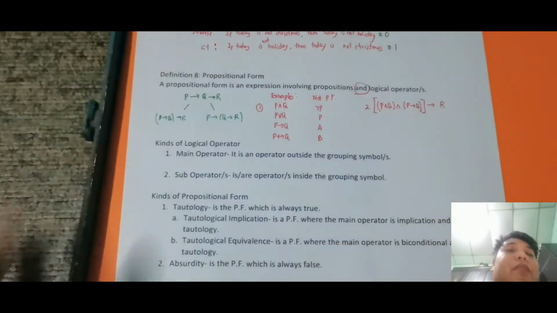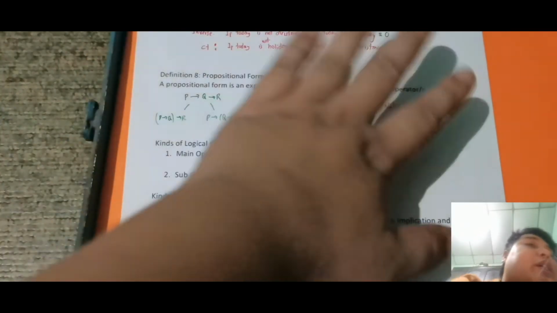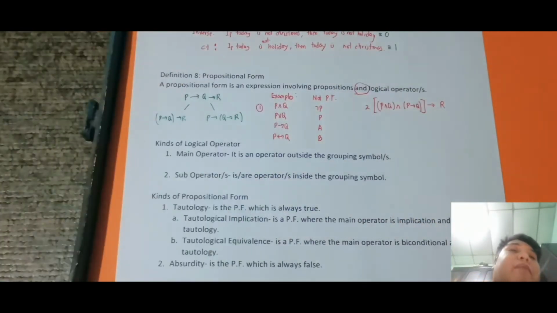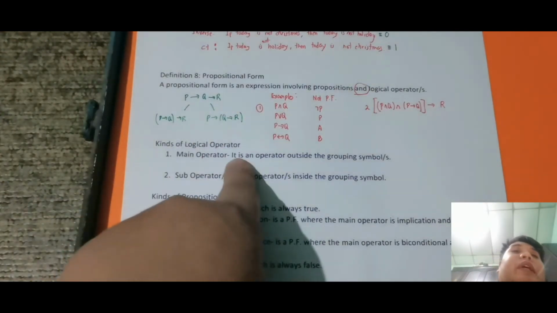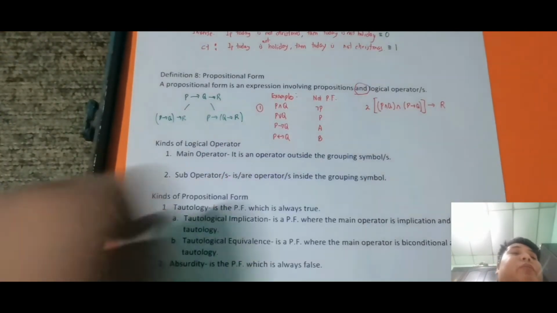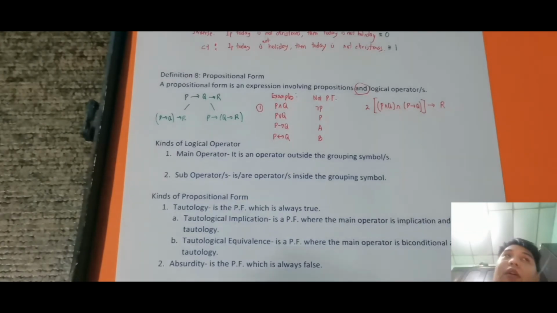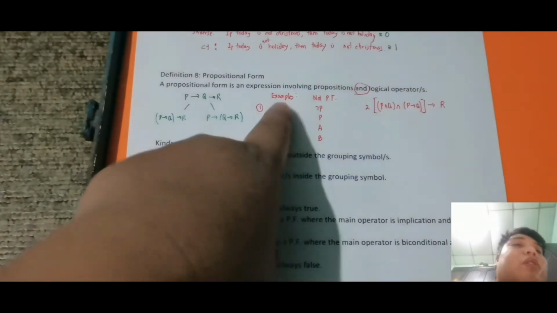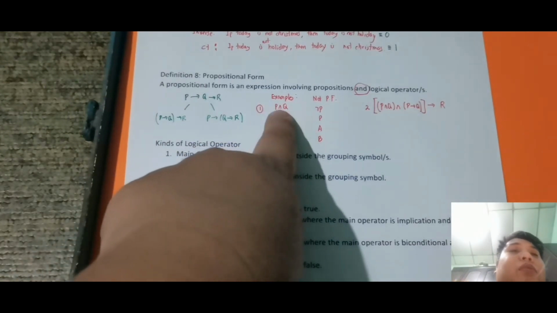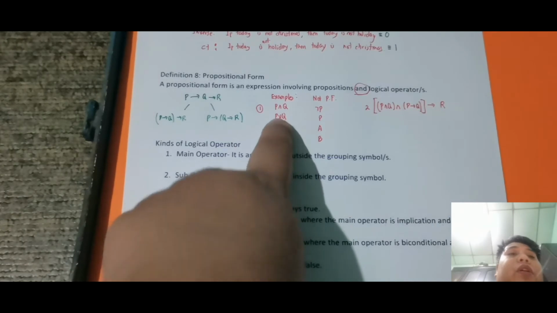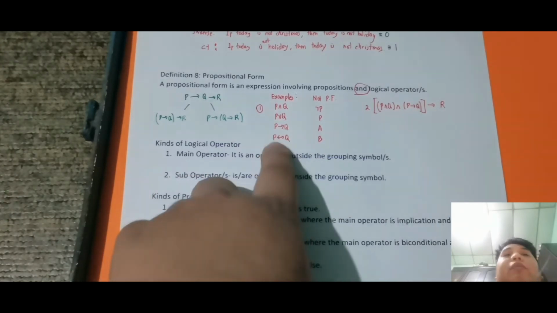Okay, now, let's have the kinds of logical operators, so we understand it better. This is the PF part. The main operator is an operator outside the grouping symbol. It is not outside at all times; it is not always that the operator is just outside a grouping symbol. So, like this, what is the main operator of P implies Q? Ah, P and Q. And what is the main operator of this? Or. What is the main operator of this? Implies. What is the main operator of this? If and only if.